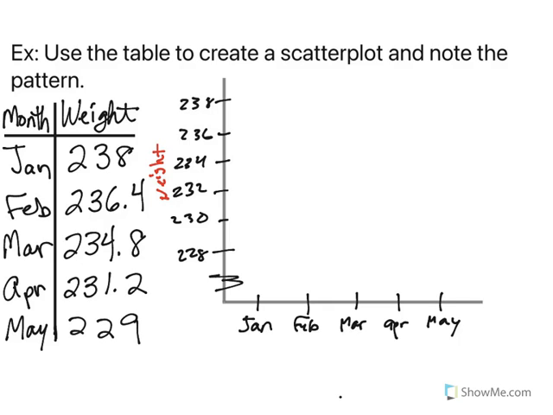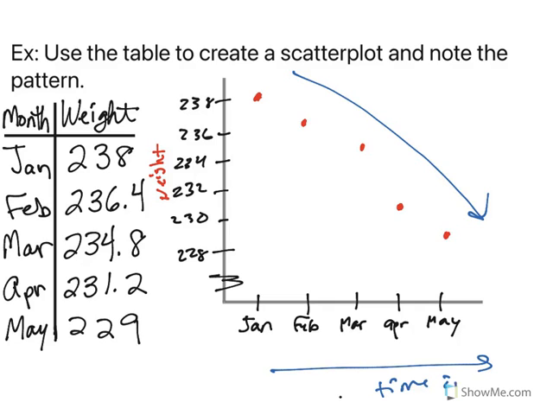So in January, our weight was 238. In February, 236.4, so just a touch over that 236 line. In March, we're at 234.8. Okay, April, 231.2, and in May, 229. All right, so what do you see in this one? We can kind of see that they're going down. So as time increases, weight decreases. So this we would call a negative correlation.